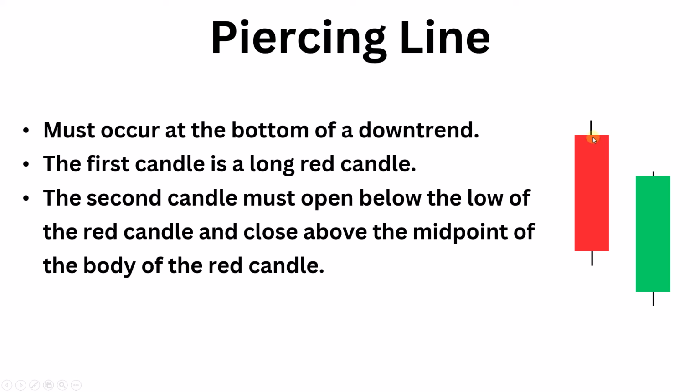Long because we want it to be a bearish candle. If it is a small candle, it means that there is an indecision, meaning the buyers and sellers both are equally active and equally strong. Whereas if we have a long red candle, it means the sellers are stronger than the buyers here. And we want a red candle at the beginning, meaning the first candle must be a long red candle.